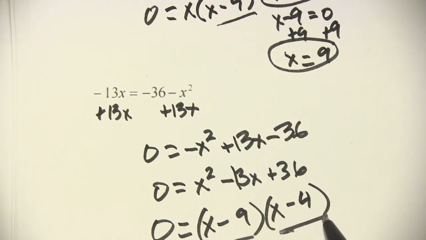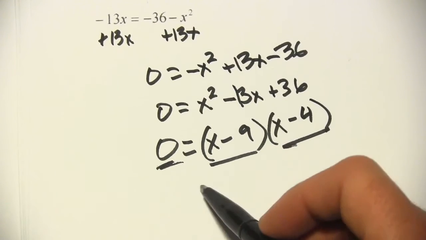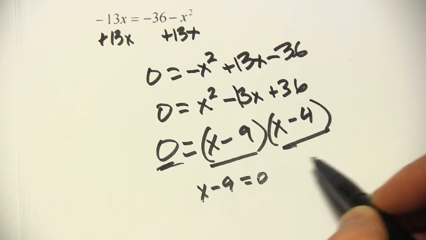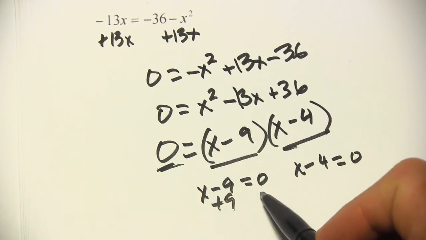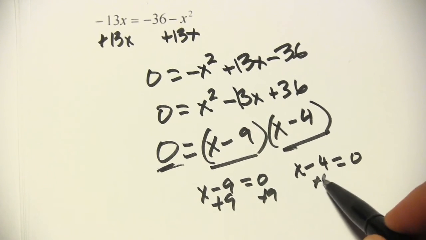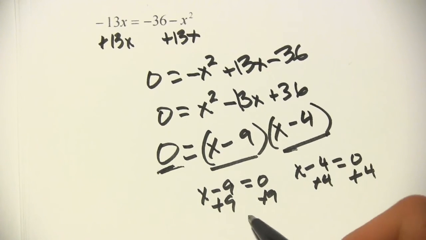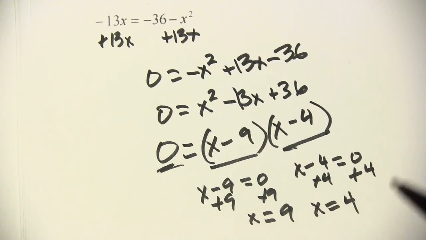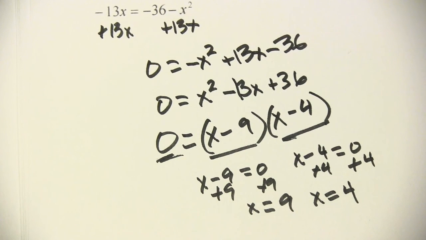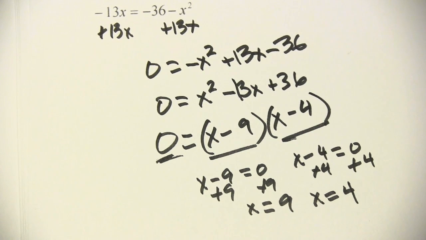We're going to set both of these equal to 0 and then solve. So x minus 9 equals 0 and x minus 4 equals 0. We just add 9 to both sides here, and we just add 4 to both sides here. We get x equals 9 and x equals 4. And those are the two answers. So that's a little bit of work with solving quadratic equations by factoring.